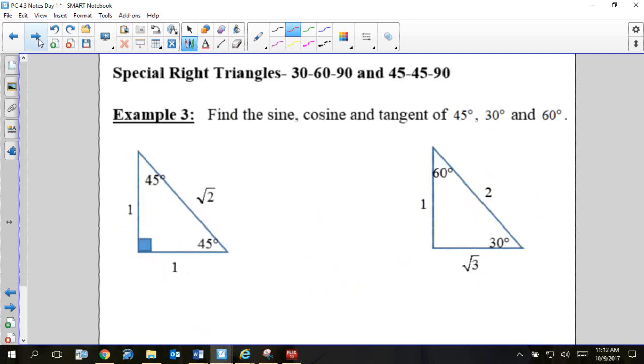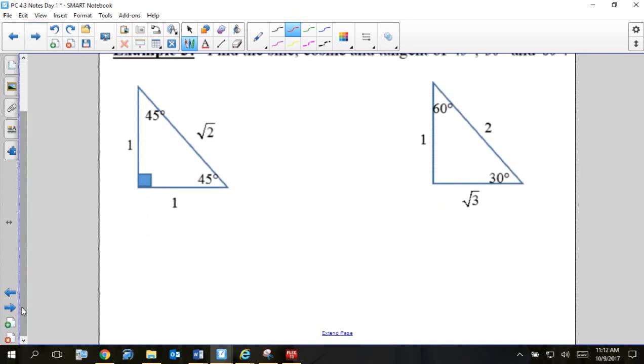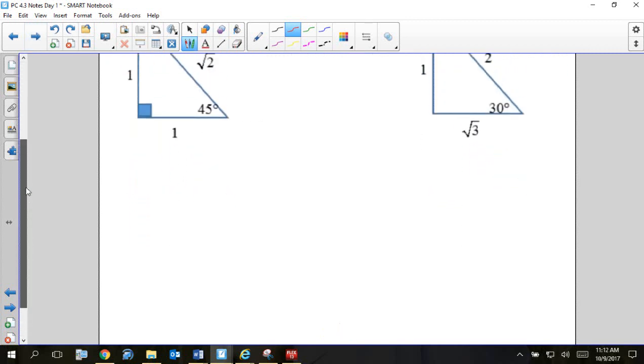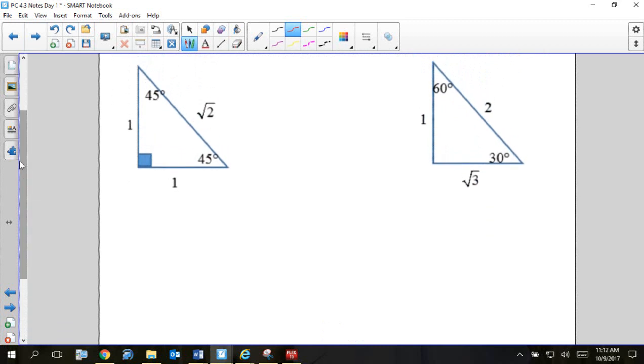All right, 30, 60, 90, 45, 45, 90. You did these last year in geometry, special right triangles. These are the ones you have to have memorized. They don't have to be memorized yet, but they have to get memorized. So we're going to start memorizing them today. I meant you, because mine are memorized.